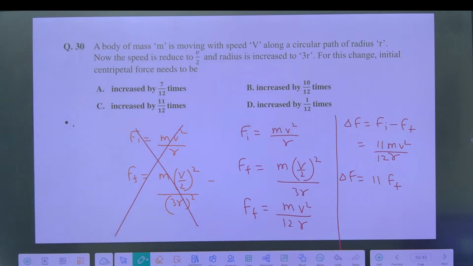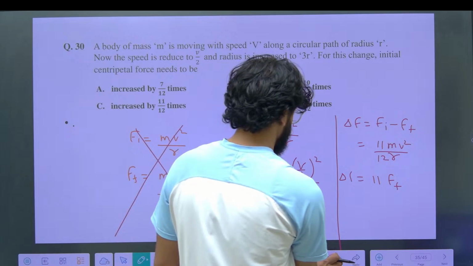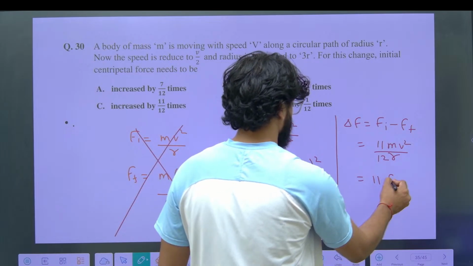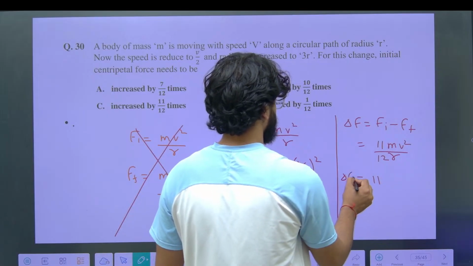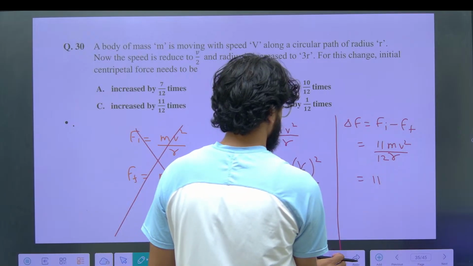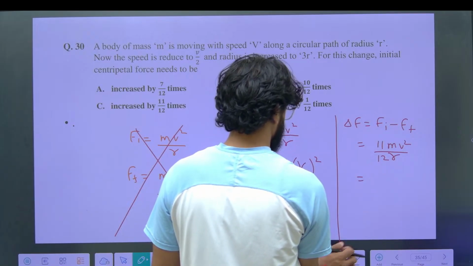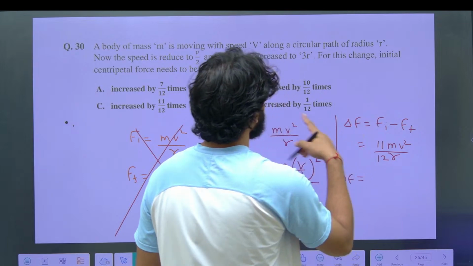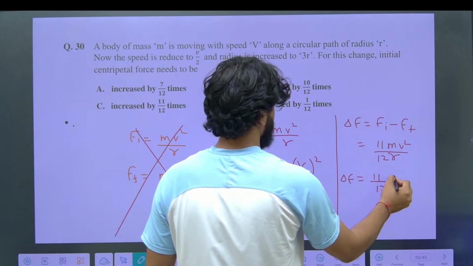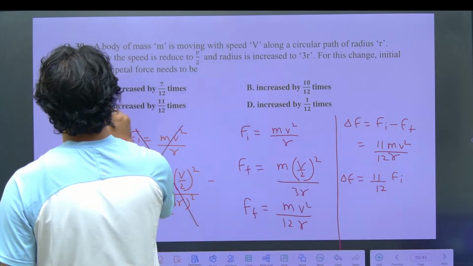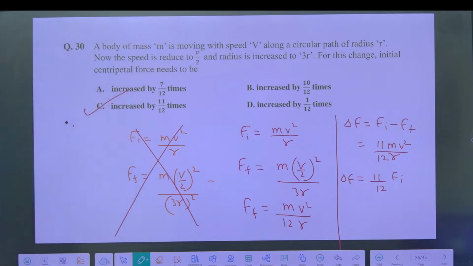Cool. We have to write in terms of Fi. If we are trying to write it in terms of Fi, mv square by r, so 11 by 12 Fi. So this is the answer. Okay.